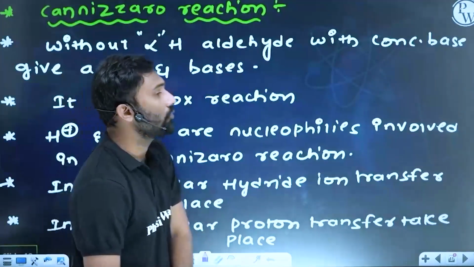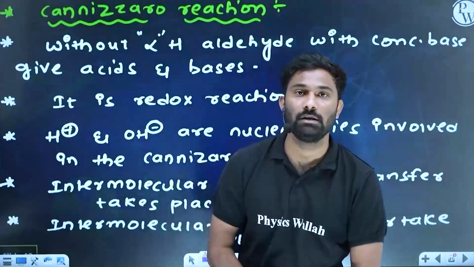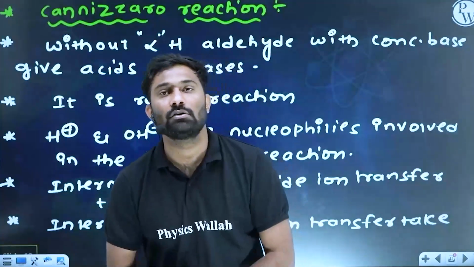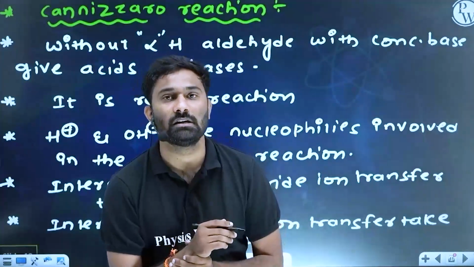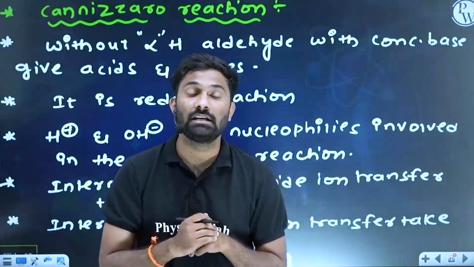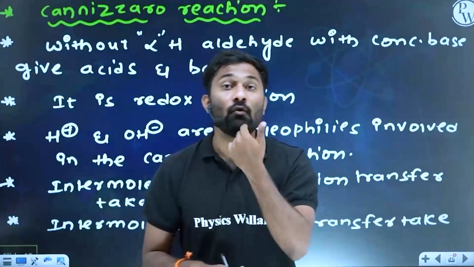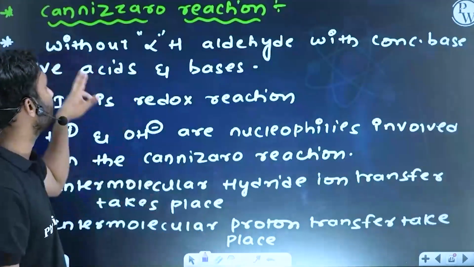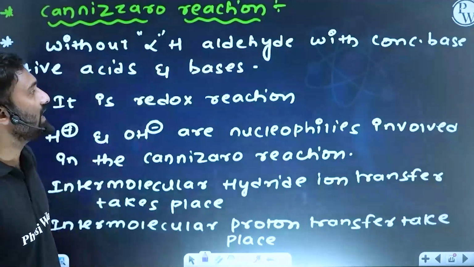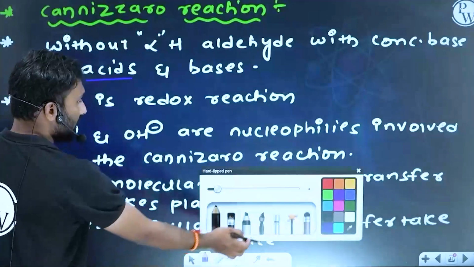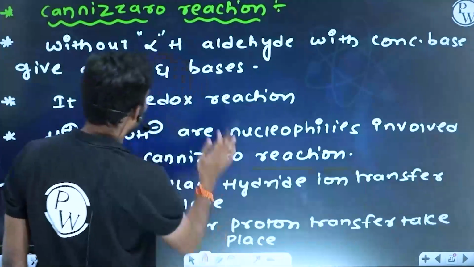Next, the Cannizzaro reaction. This is also a very important named reaction. In the aldol condensation and cross aldol condensation, the reaction takes place with alpha hydrogens. The Cannizzaro reaction takes place without alpha hydrogens. Now, aldehydes without alpha hydrogens, with concentrated base, will give the acids and the bases.